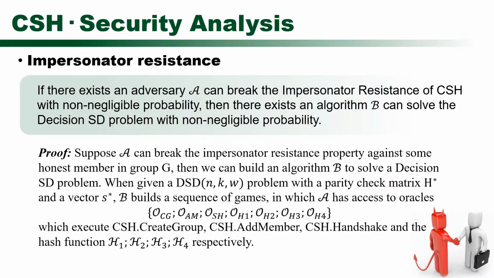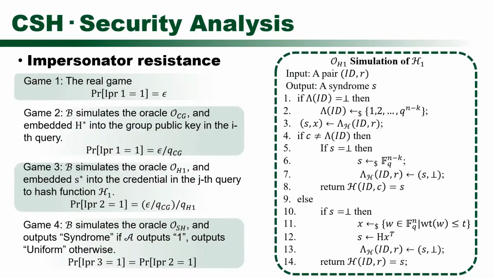For impersonation resistance, the outline of the proof is to build a sequence of games. If the adversary can break the impersonation resistance of CSH, we can use his abilities to solve a decisional syndrome decoding problem. Game 1 is the real game. If the adversary on behalf of a member in group G succeeds in executing Handshake with the simulator, the output of this game is 1, otherwise it's 0.